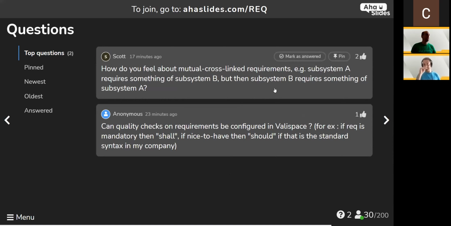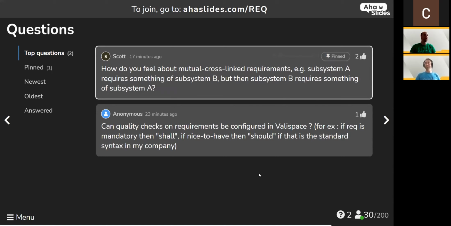Yeah, let's go with the highest voted one. How do you feel about these mutual cross-linked requirements? So subsystem A requires something of B, but B requires something of A.